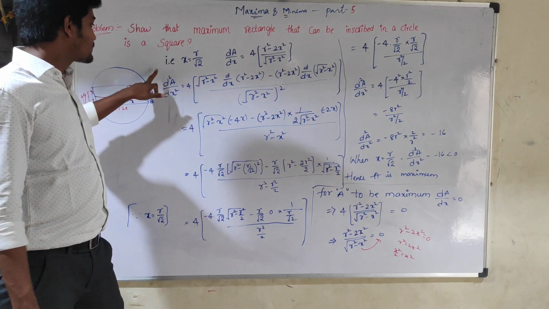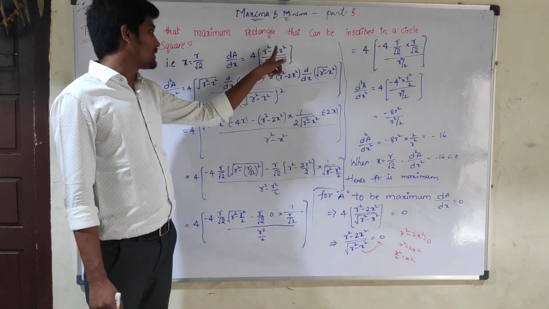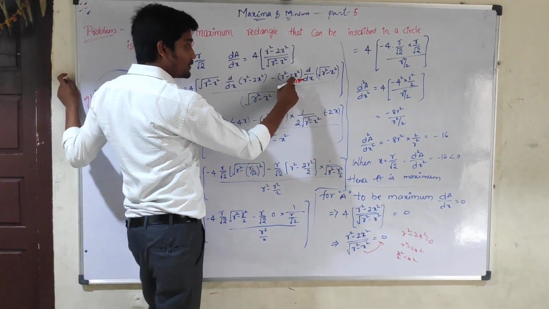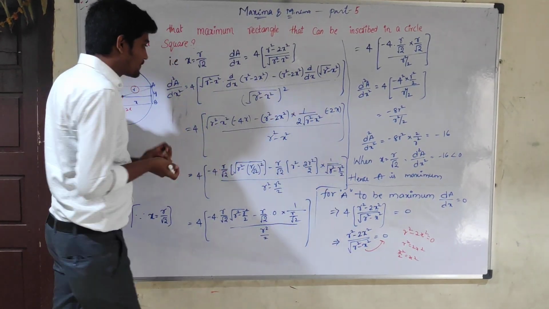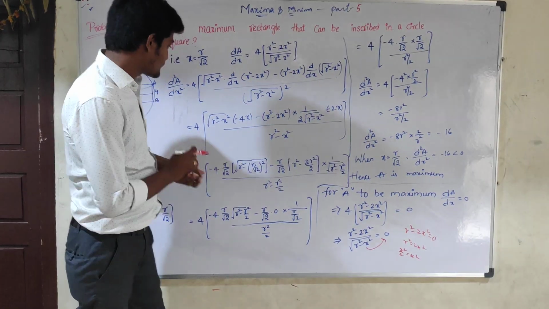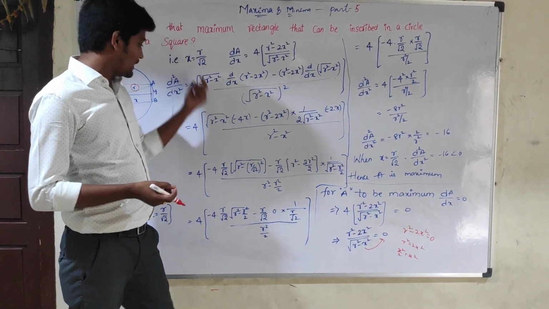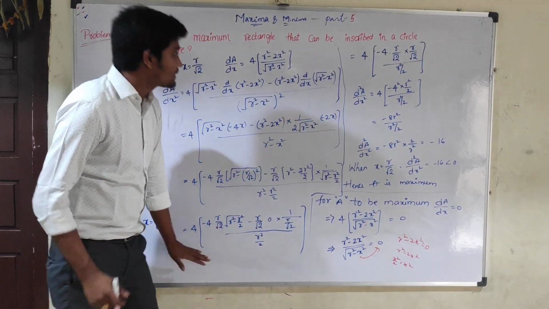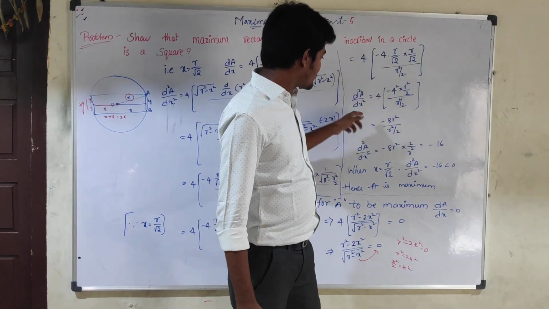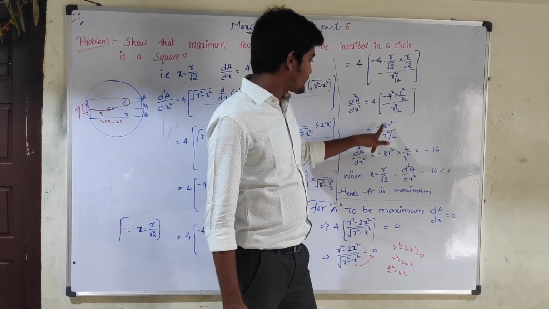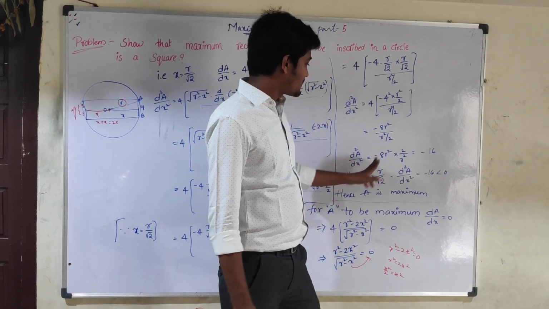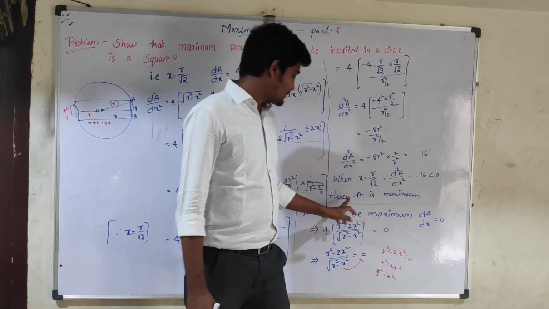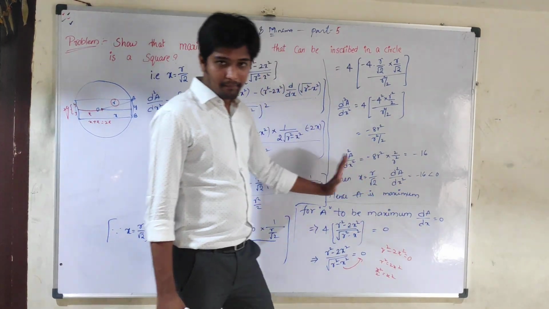Now we have to find d square A by dx square. For that I am using the u by v rule: v into d by dx of u minus u into d by dx of v, by v square. I simplify all the things, and in place of x I substitute r by root 2. Simplifying, at last we get d square A by dx square equal to minus 8r square by r square by 2, which simplifies to minus 16. Minus 16 is less than 0, hence A is a maximum.